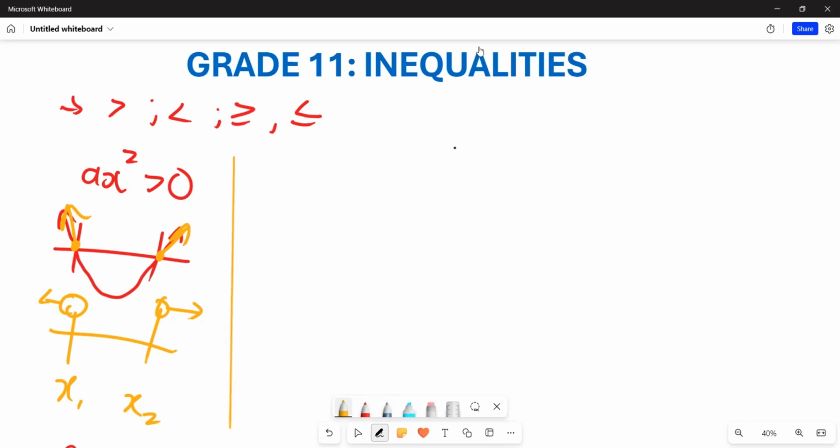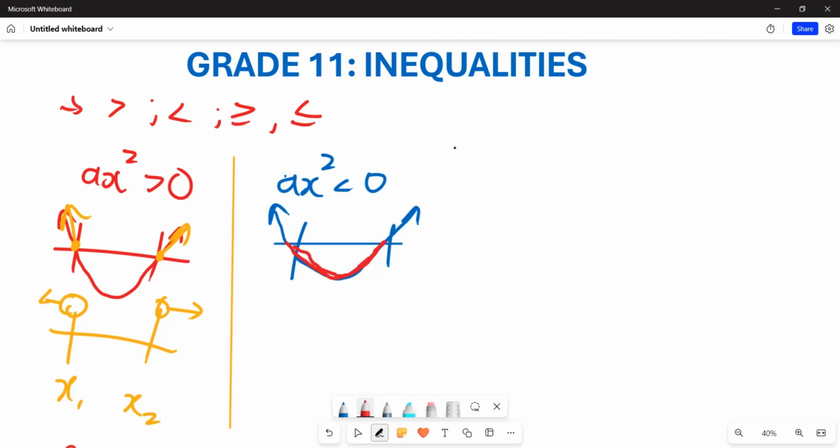Let's say now you have ax squared lesser than 0. When you are plotting your graph, it is still going to be your smiling face graph. Anything lesser than 0, you are going to be dealing with the values in this lower part.